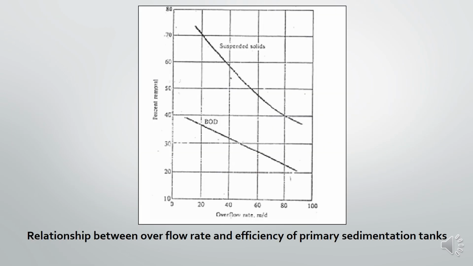This is a diagram showing the relationship between overflow rate and the efficiency of the primary sedimentation tank. As you can see here, let's have a look at the efficiency of suspended solids removal. The higher the overflow rate, the lower the removal efficiency of suspended solids, as well as for BOD. So that's why we have to maintain a lower value of overflow rate for the sedimentation tank.